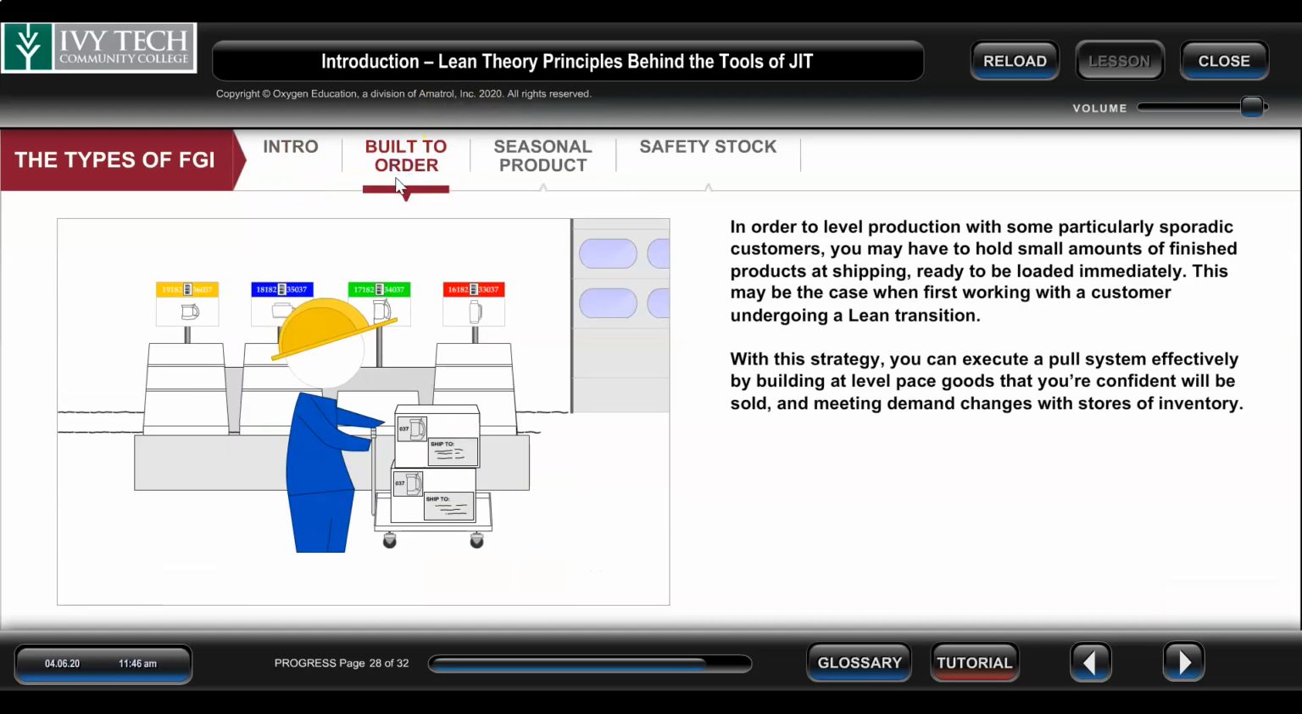In order to level production with some particularly sporadic customers, you may have to hold small amounts of finished products at shipping, ready to be loaded immediately. This may be the case when first working with a customer undergoing a lean transition. With this strategy, you can execute a pull system effectively by building at level pace goods that you're confident will be sold and meeting demand changes with stores of inventory.